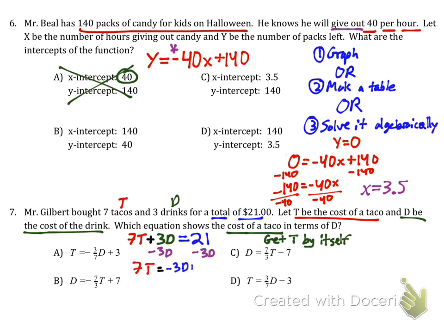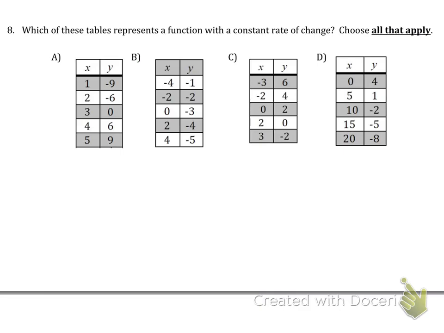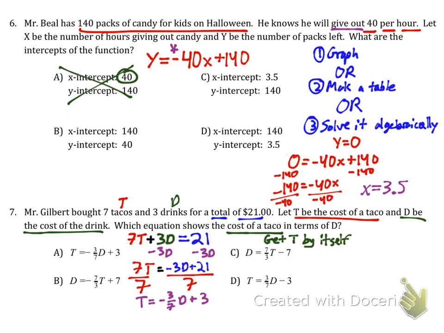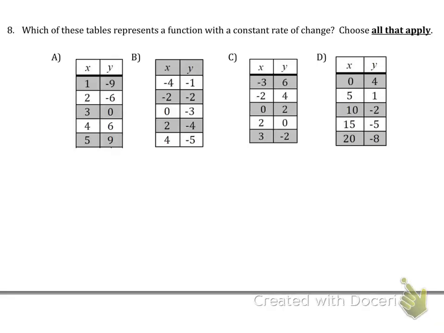Subtract 3d from both sides. 7t equals negative 3d plus 21. When you divide by 7, if you divide each piece by 7, negative 3d over 7 is negative 3/7 d, and 21 over 7 is 3. So we get that equation right there. All right.